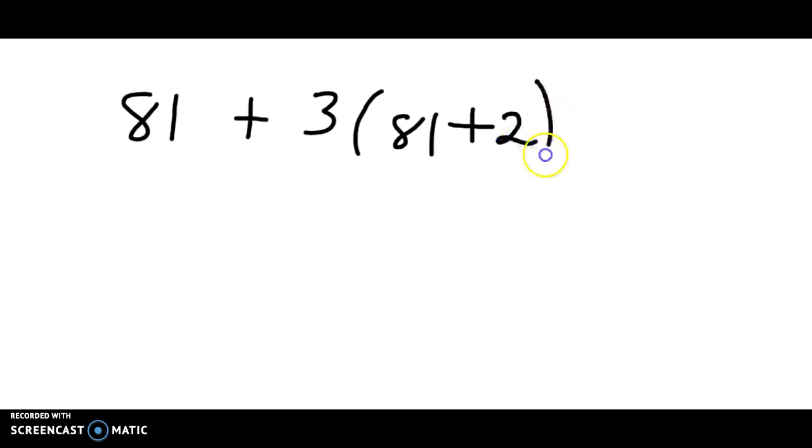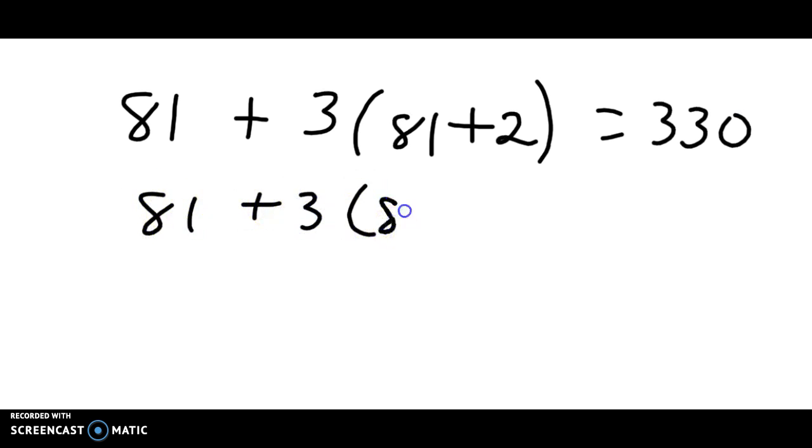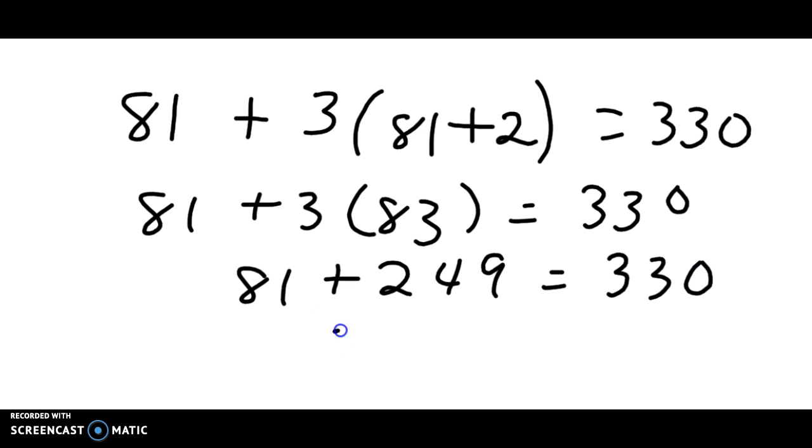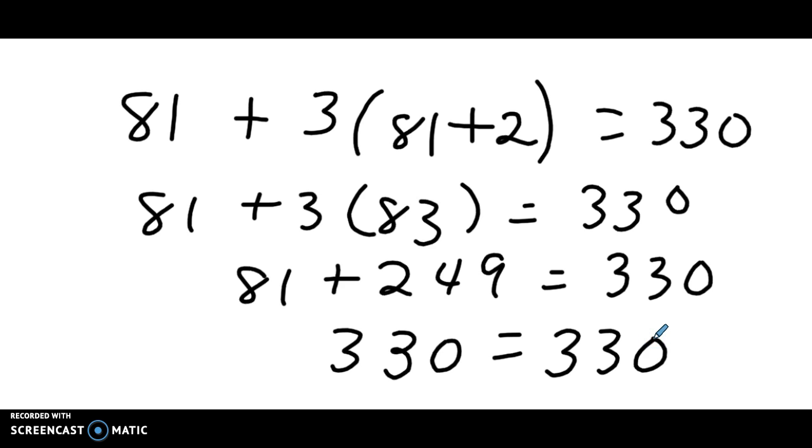So the rule says we're going to take the smaller number, and we're going to add it to 3 times 81 plus 2. All I'm doing is substituting it in. 81 plus 3 times 83 is 330. And 81 plus 249 is supposed to equal the 330. 330 equals 330. You should always get into the habit to check your work. If you can see if your answer is correct, you should always do that.